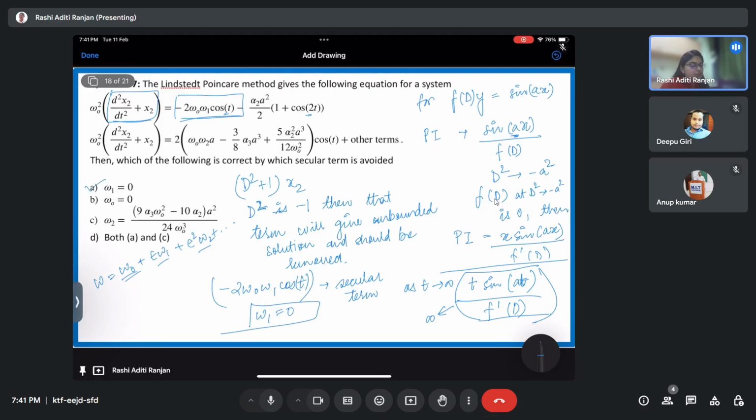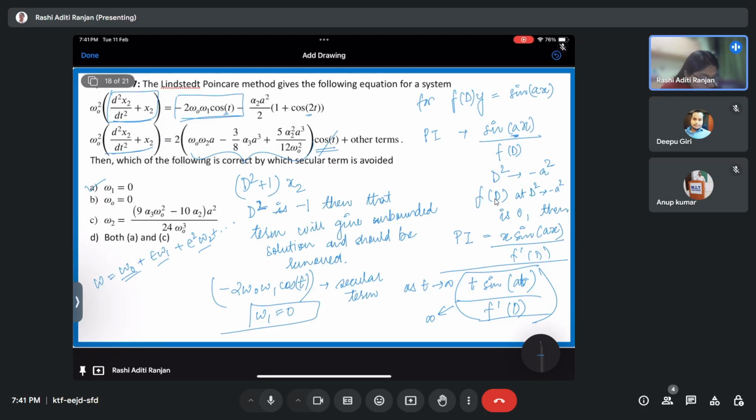Similarly, when I come to the second expression, it is of a similar form: (D square plus 1) into x2, and here we have the cos t term. The cos t term means the coefficient is 1, so we replace D square by minus 1, plus 1 gives 0. So it is essentially a secular term. Again, what are we supposed to do? Cos t is never going to be 0, so we'll have to assume that this expression is 0.